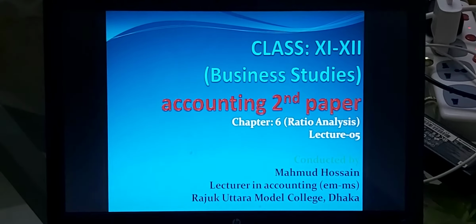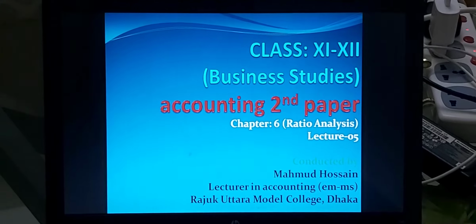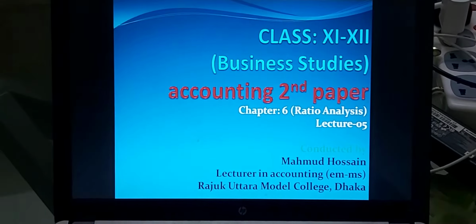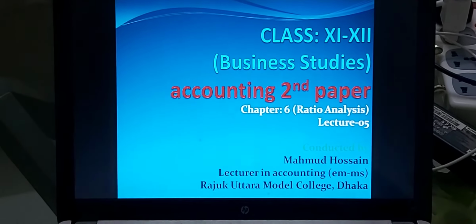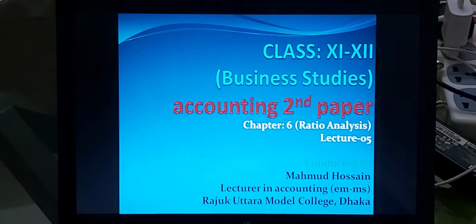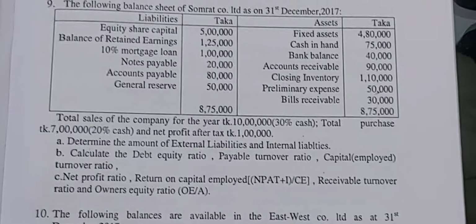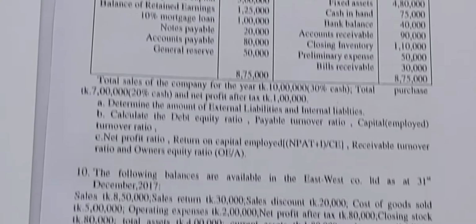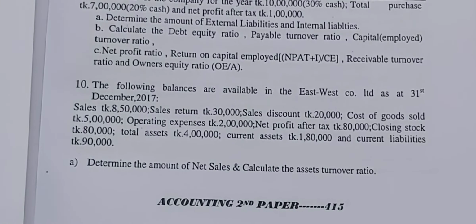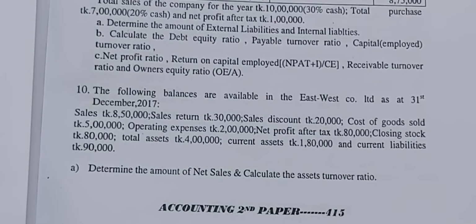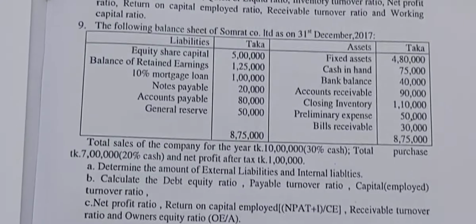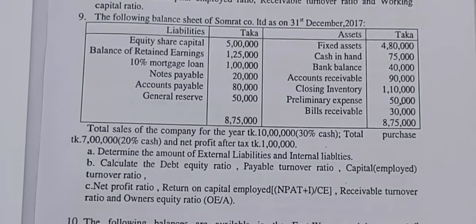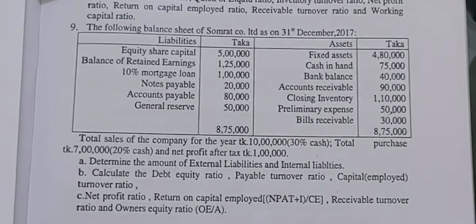Dear students, now you can take your accounting learning workbook level 2 and your accounting practice copy for writing the solution of the creative question. Now you can open page number 415 from your accounting second paper book, that is the accounting learning workbook level 2. This is exercise number 9. Let me read this question for the time being.